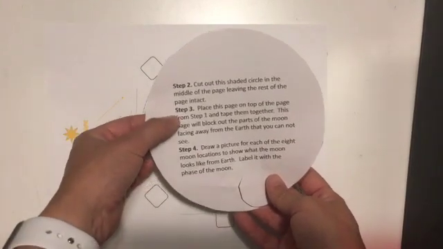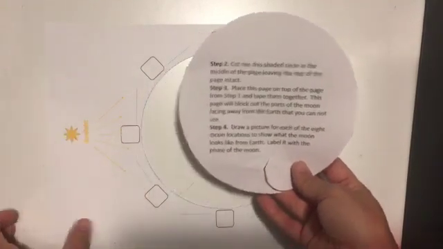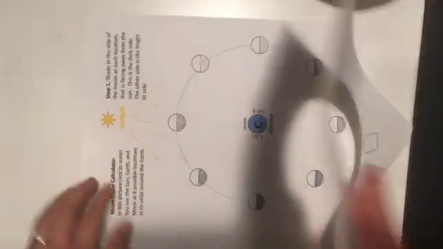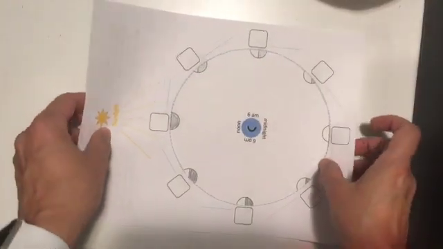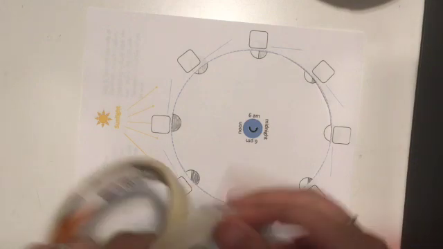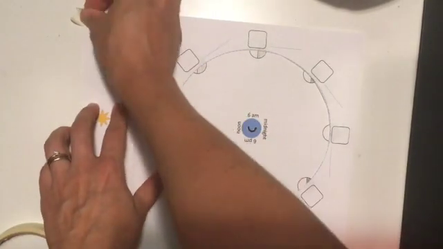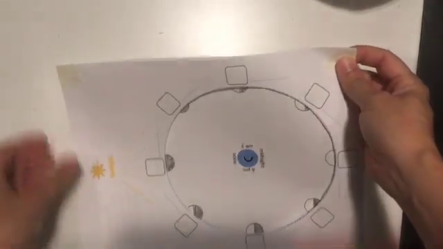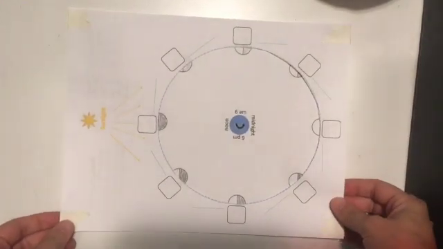Step 3 says place this page on top of the page from step 1 and tape them together. So I'm going to take my page from step 1 and put this one right on top. If you stack the pages, they should line up neatly like this. Then you can take some tape, or even staple this together and put some tape at the 4 different corners of the page to hold it together. Now I've taped my 4 corners of the paper together, so I have the second sheet on top of the first one.